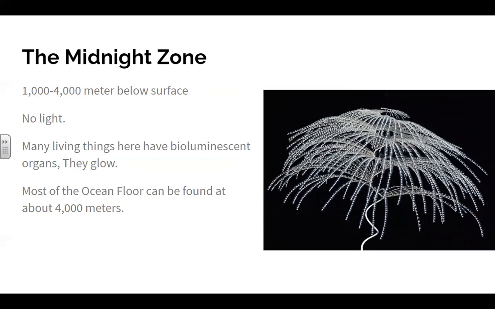You can find most of the ocean floor at about 4,000 meters. So remember, the average depth of the Indian Ocean is like 3.8 kilometers. The average depth of the Pacific Ocean is 4.1 kilometers. So if you pick just any random spot in the ocean, most of the time the ocean floor will be between 3.5 and 5 kilometers down. Okay? Moving on.